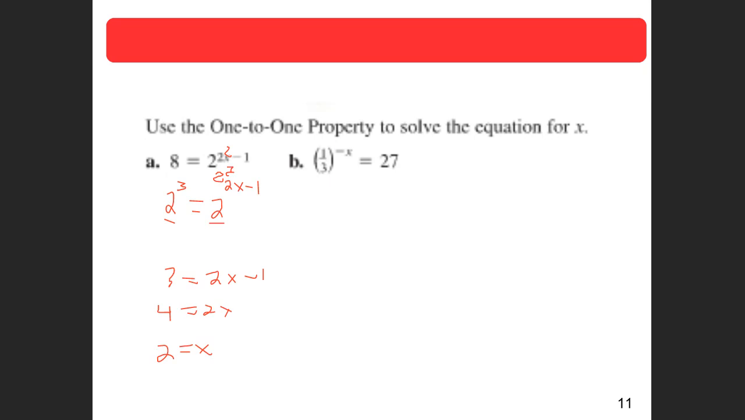Next, 1/3 to the negative x. Well, can I rewrite that as 3 to the x? Because a negative just flips it over. And then the 27, I can rewrite that as 3 to the third. So x equals 3 for my answer. So some of them get kind of interesting. You just got to make sure you rewrite the exponent, or so the bases are the same.